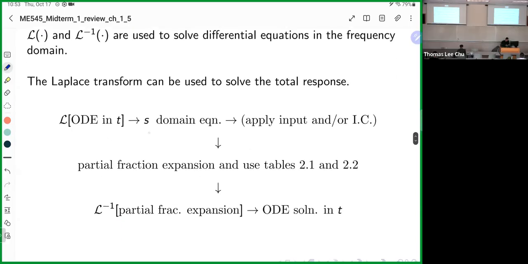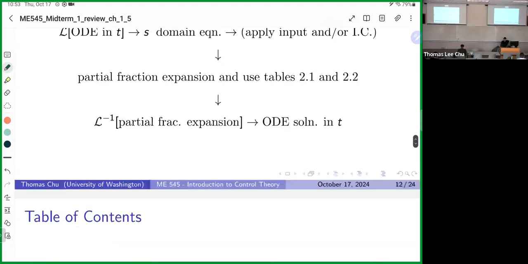Laplace transform in the time domain, you get the frequency domain, which is s. And just to note, s is equal to some real number plus j omega. And then you apply your input and/or initial conditions. Then you take the partial fraction expansion, use tables 2.1 and 2.2, take the inverse Laplace transform, and then you get your ordinary differential equation in the time domain. So that's what Laplace transform is useful for.